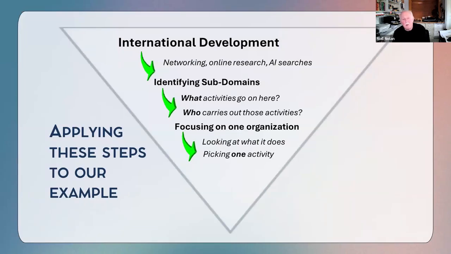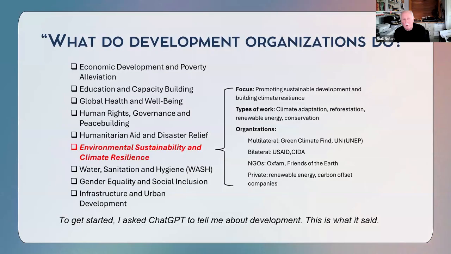With international development, we'll do some networking, some online research. We'll call in ChatGPT to help us, and we'll identify some subdomains. And we'll ask ourselves, so what happens in those subdomains, and who does those things? And then we'll pick something out of that to look at even further, and we'll ask, so what happens there? And how does that work? So using our example of international development, let's start looking at subdomains. What do development organizations do?